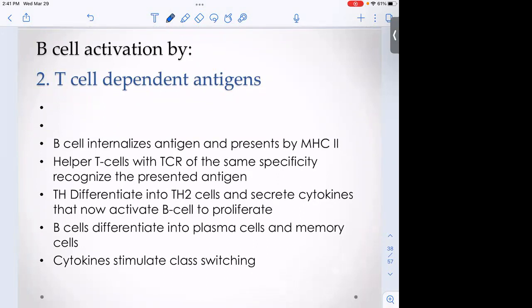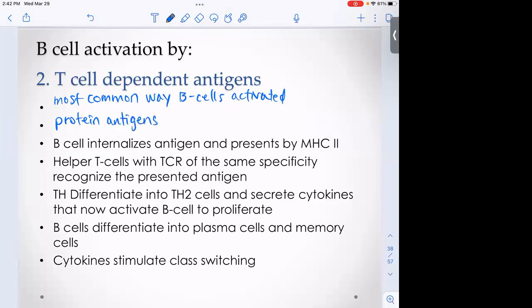T cell dependent antigens. Okay, these are the most common way that B cells are activated. And all protein antigens need this additional T helper cell stimulation in order to activate B cells.